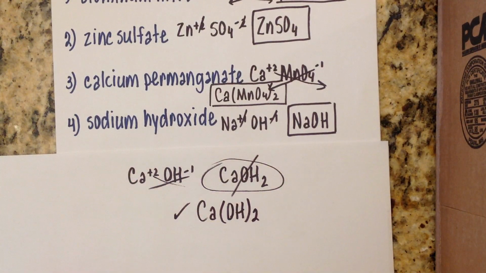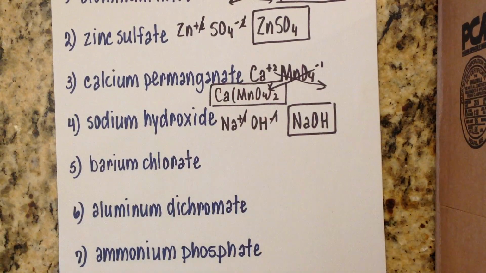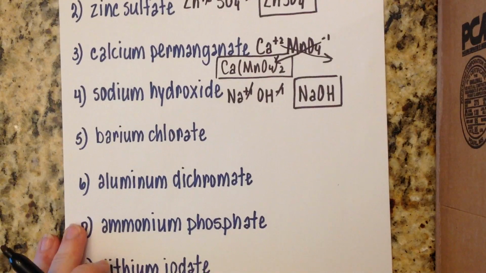So even if your polyatomic ion does not have subscripts, I don't care what the polyatomic ion is, wrap it up in parentheses. There's one exception to not using parentheses, and that is if the number you're bringing down beside a polyatomic ion is a 1. You don't write 1s, so you don't need parentheses, but the rest of the time you do. All right, let's look at barium chlorate.